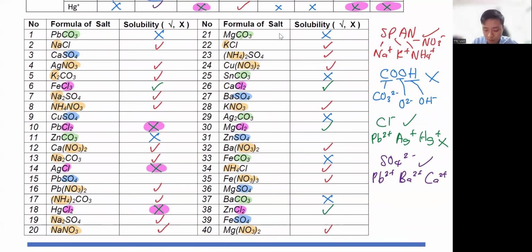After that, you have to tick and cross. Except three: Pb, Ba, Ca. So this one insoluble. The other one, CuSO4, yes. PbSO4 cannot. BaSO4 also cannot. So the other one, take. So you got three that are insoluble. For SO4, you got CaSO4, PbSO4, and BaSO4.